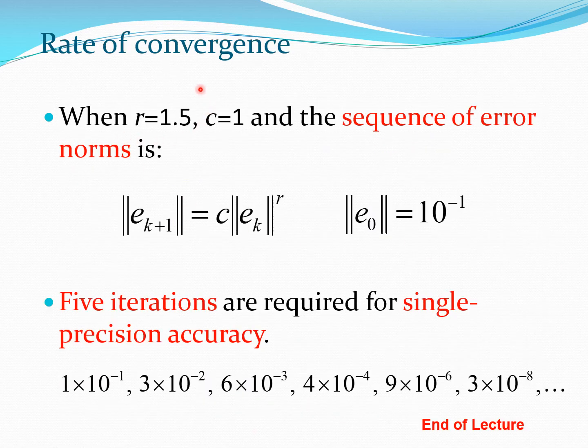So for example, consider the case if R is 1.5 and C is 1, then the norm would be something like this, and if we start with 10 to the power minus 1, we get something like this here. So here you take a little more time to converge to 10 to the power of minus 8, but it is almost as good as quadratic convergence. And this rate of convergence is especially useful because many of the methods such as conjugate gradient and some different methods can aspire for this kind of superlinear convergence.